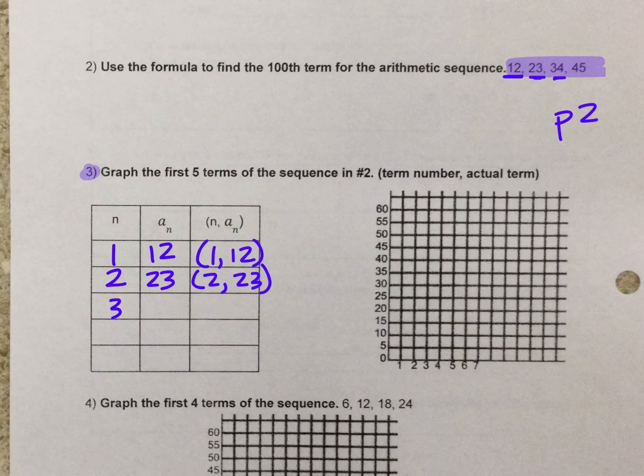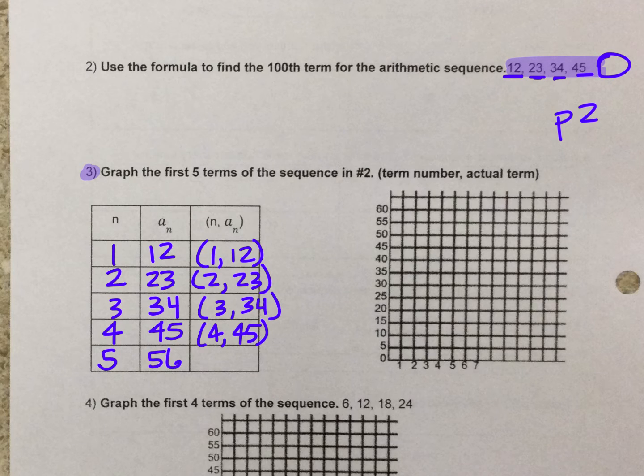For 3, it's 34. That'll get graphed at (3, 34). For term 4, it is 45. That'll get graphed at (4, 45). And for term 5, it will get graphed at 5. We don't know it, but I know I'm adding 11 to each one, so it'll be 56.